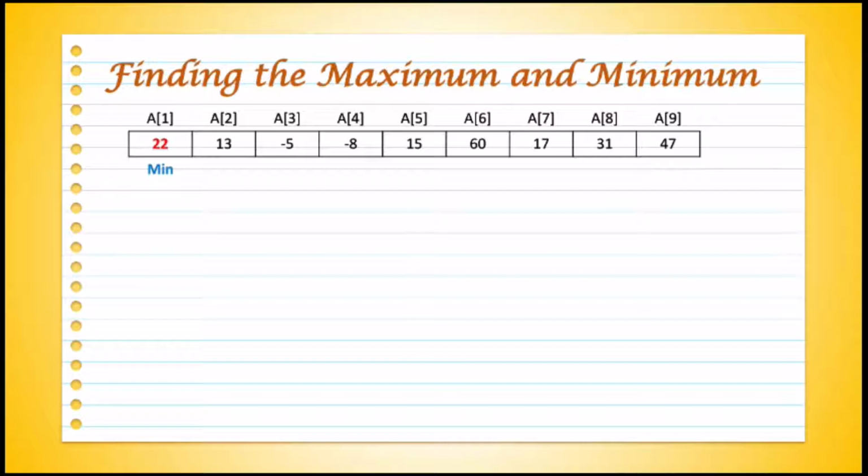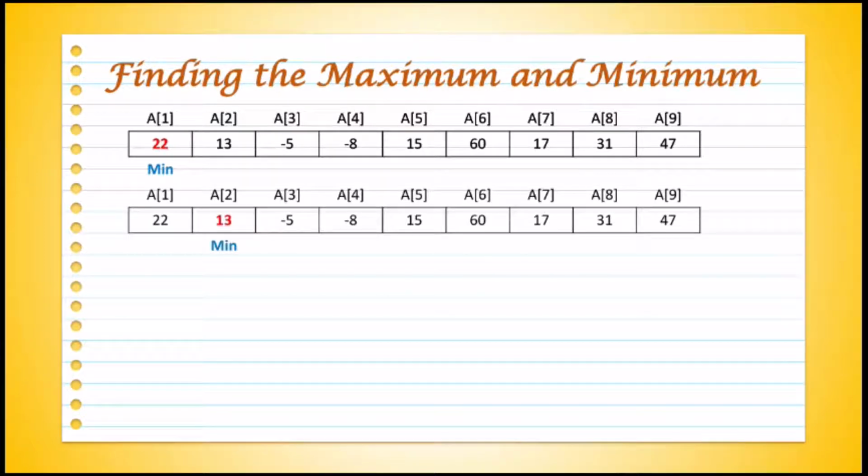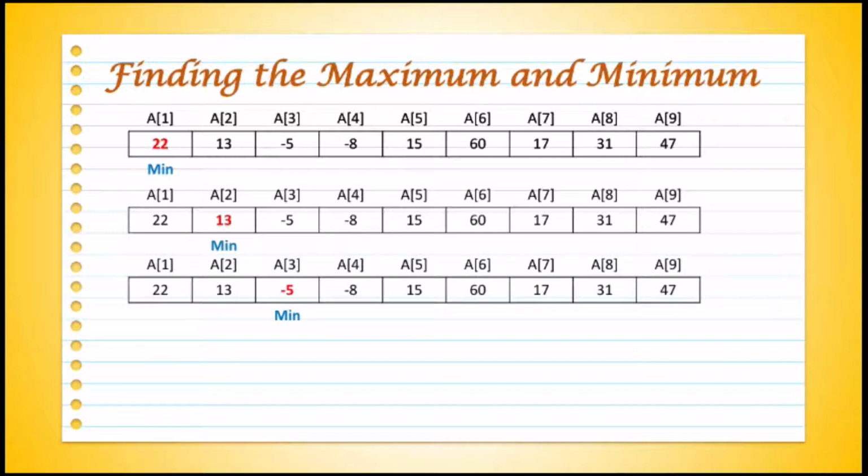Is 13 less than minimum? Yes, the condition is true because 13 is less than 22. That means we have to change the value of min. So the new value of min will be 13. Then compare the minimum value with the next element. The next element is minus 5. Is minus 5 less than minimum? Yes, the condition is true. So the new value of min will be minus 5.